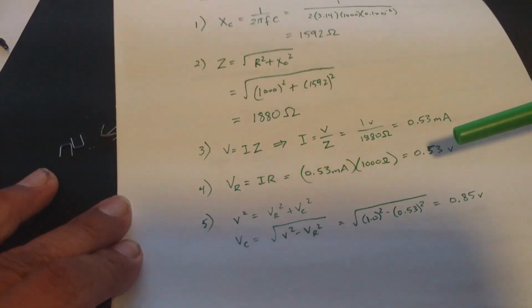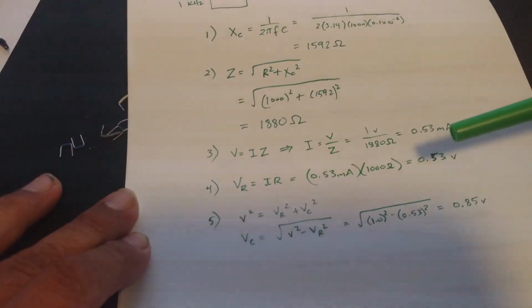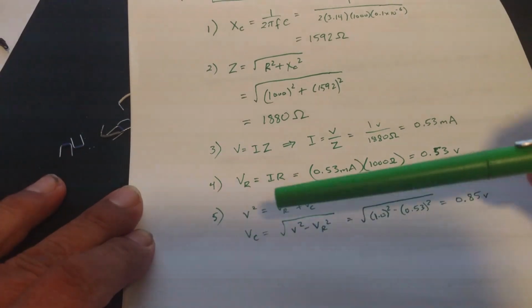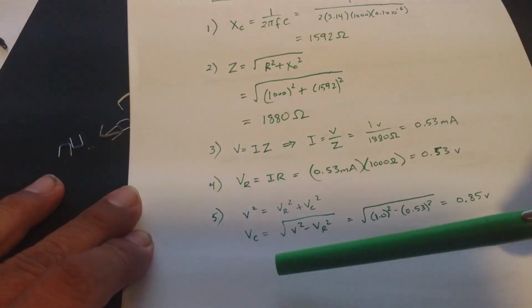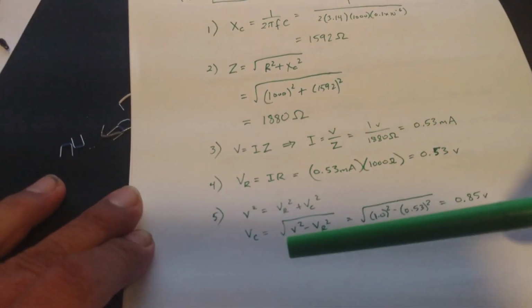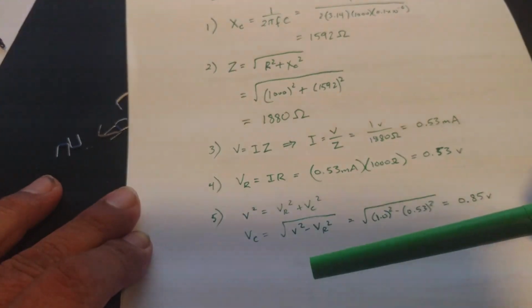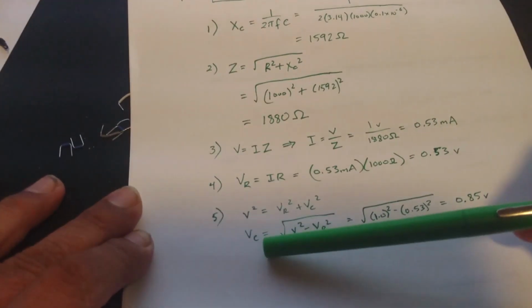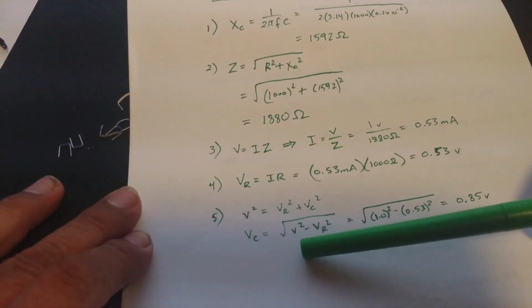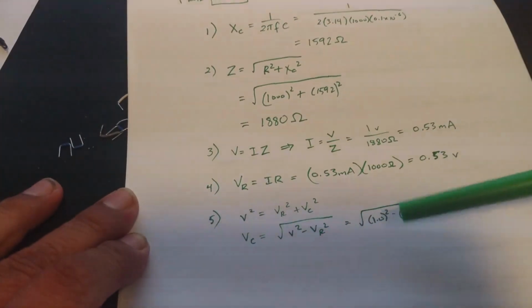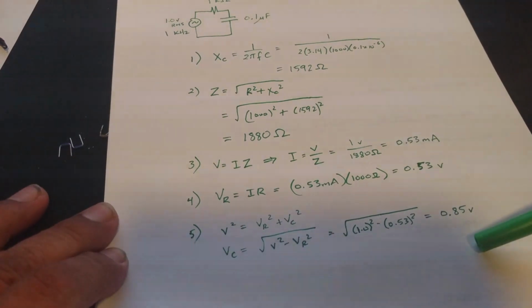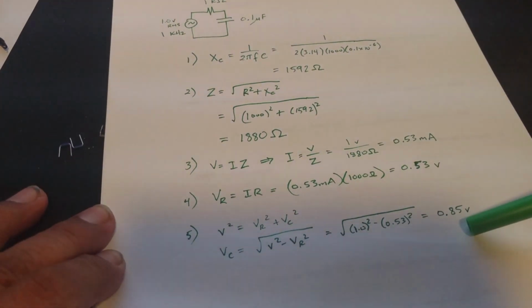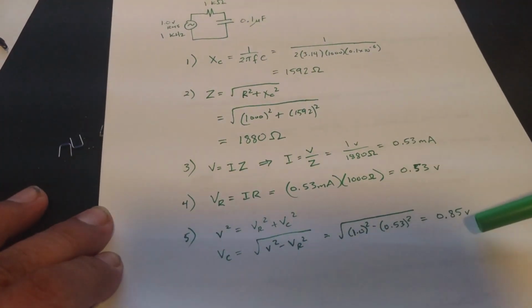Let's take it one step further and derive the voltage across the capacitor. Using this equation, V squared equals VR squared plus VC squared, do the math and you get VC equals the square root of V squared minus VR squared. Substitute the numbers and we get that VC should be roughly 0.85 volts.